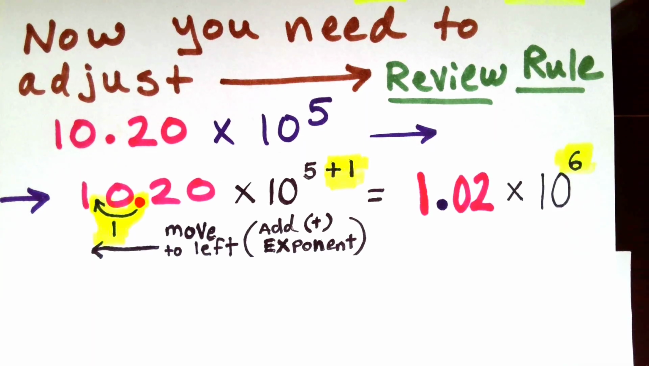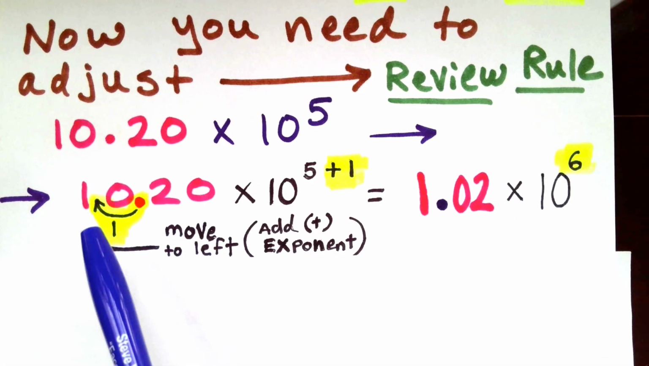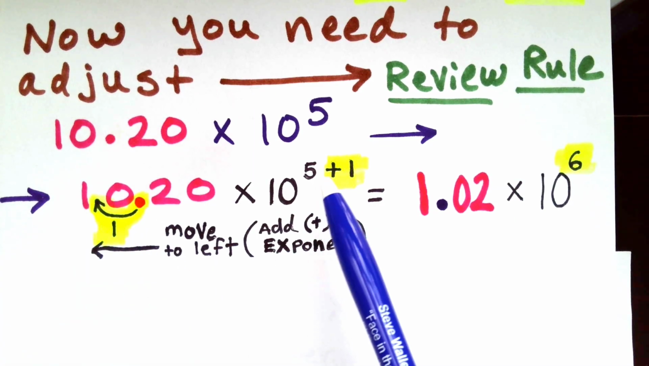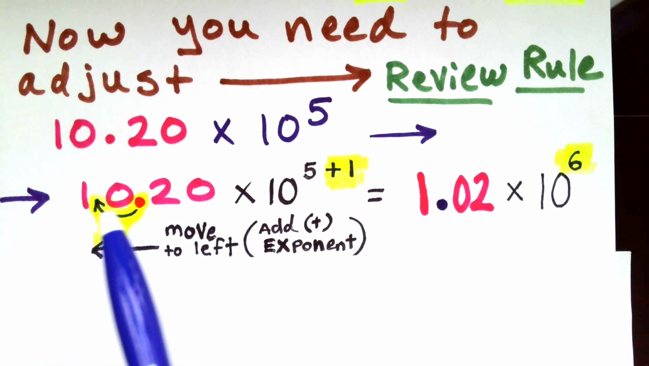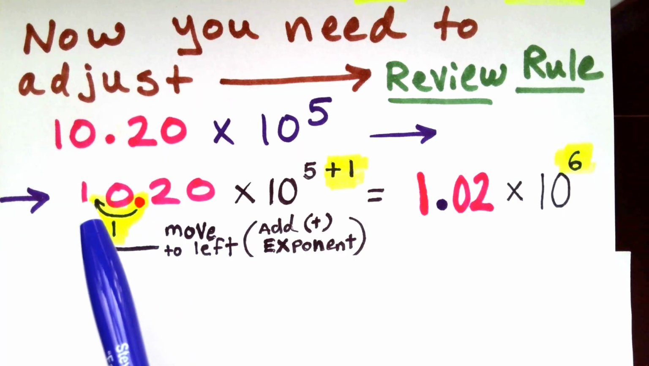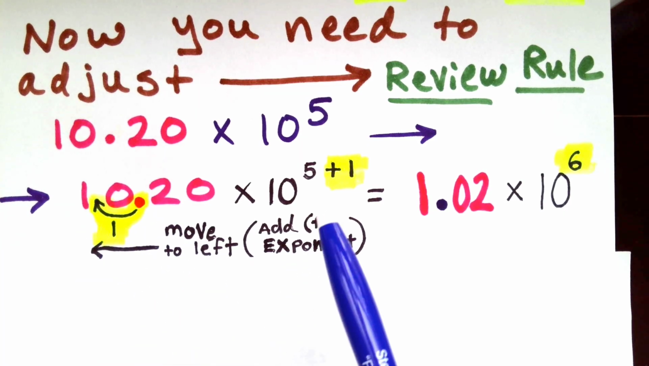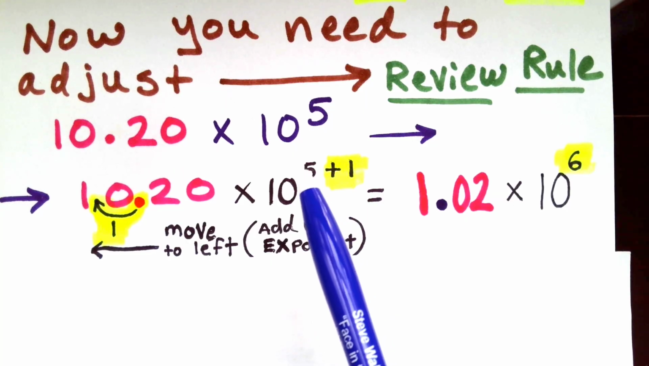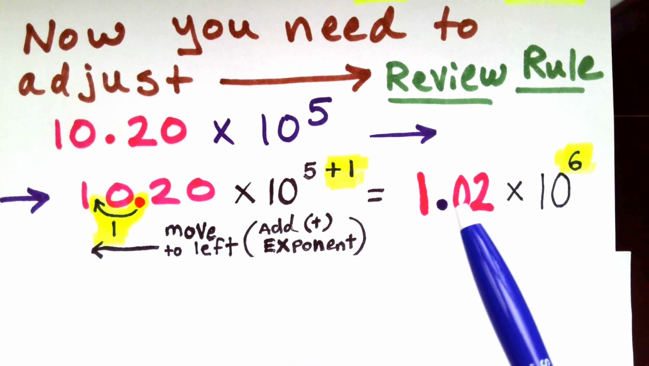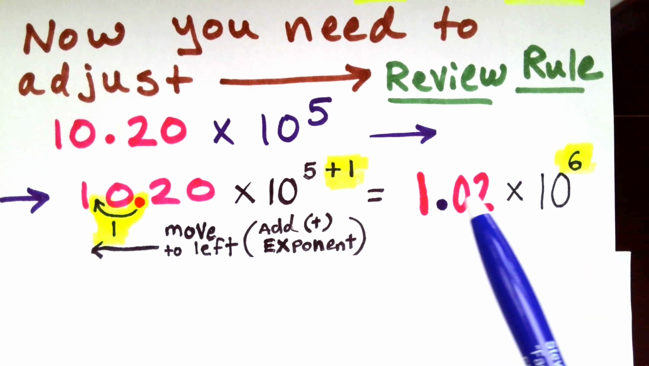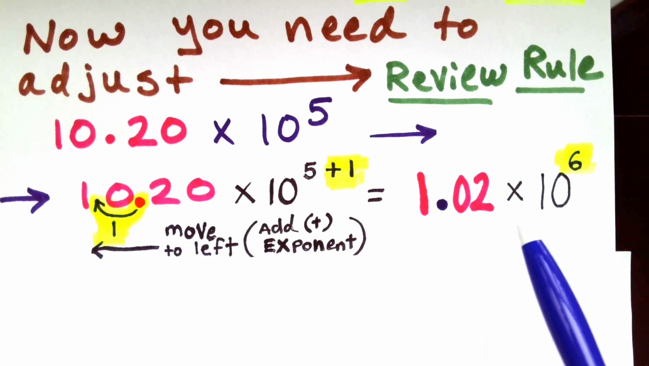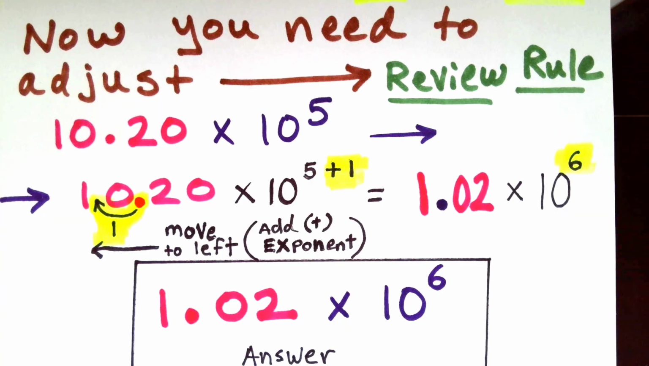The rule is if you move this decimal to the left, you're going to add one exponential power. So we need to turn that 10.2 into a 1.02, so we move the decimal to the left one time. That means we add one value to the exponent. Our new coefficient is 1.02 times 10 to the 6th power. Now is 1.02 between 1.0 and 9.9? Yes, it absolutely is.